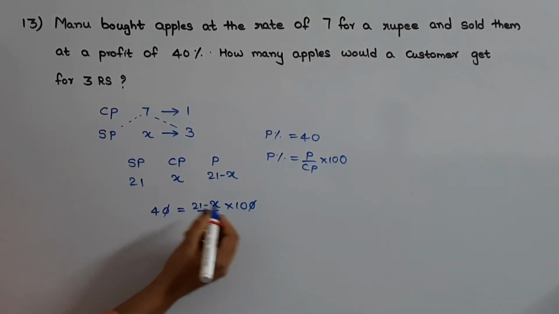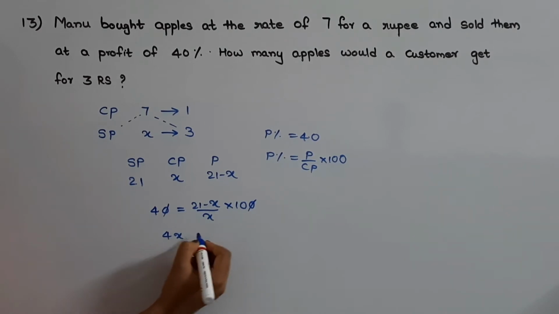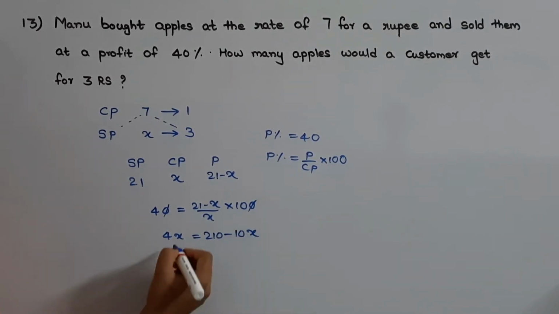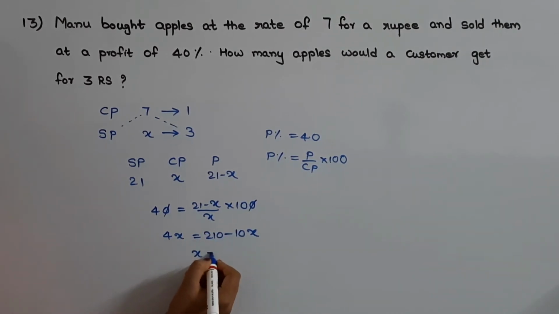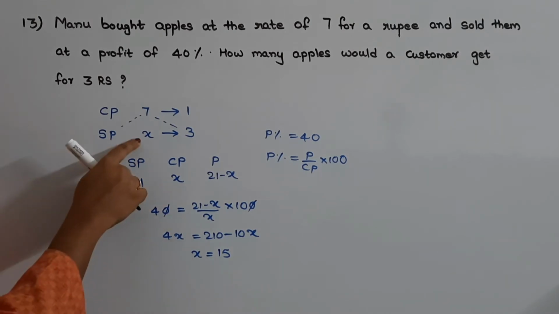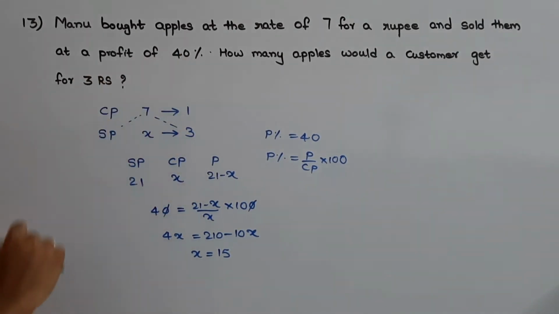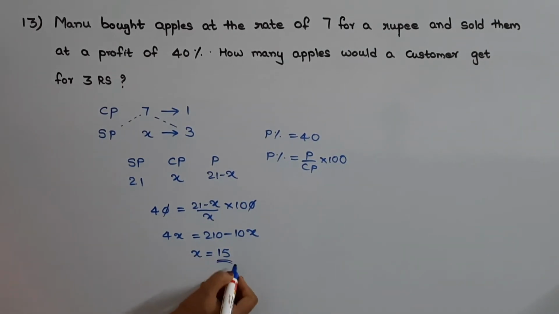So on solving this, 4x is equal to 210 minus 10x. So on solving this, we will get the x value as 15. So he need to sell 15 apples for rupees 3 to get 40% profit. So this is the answer.